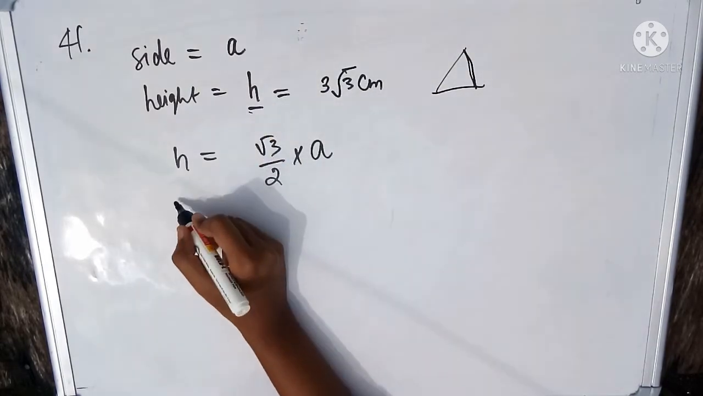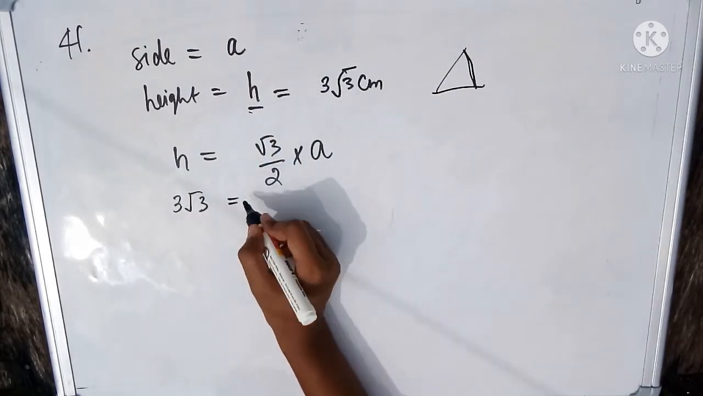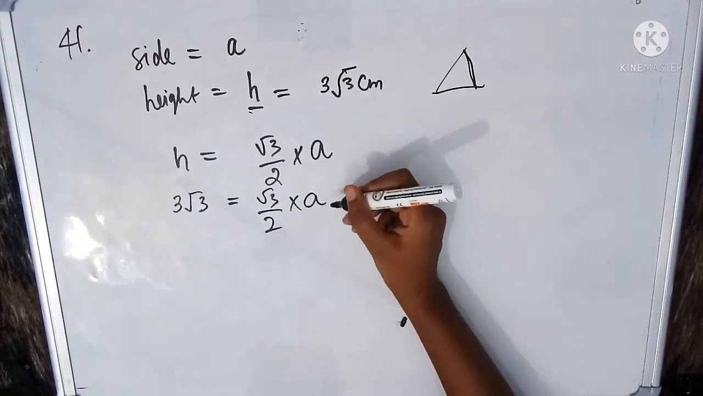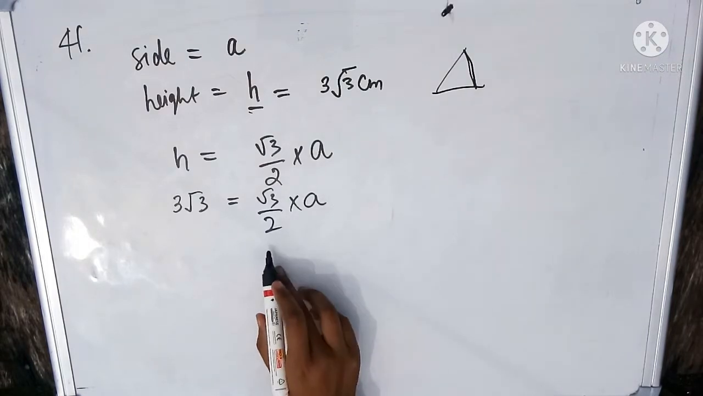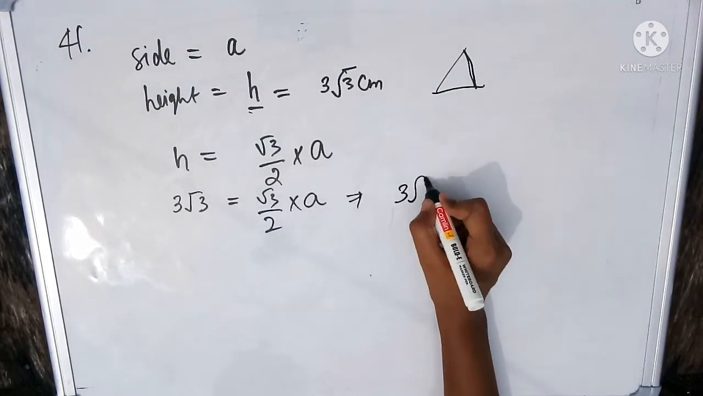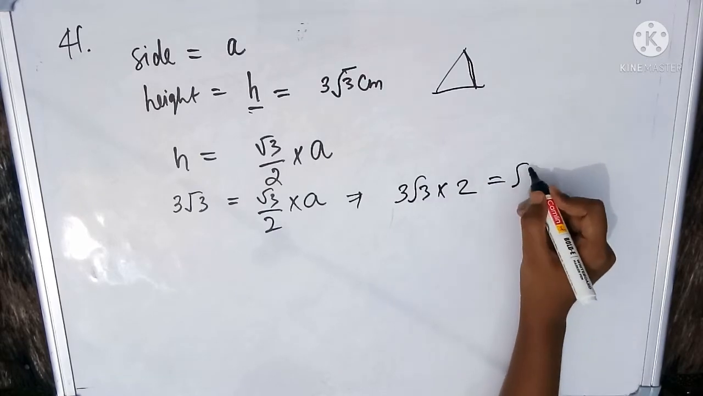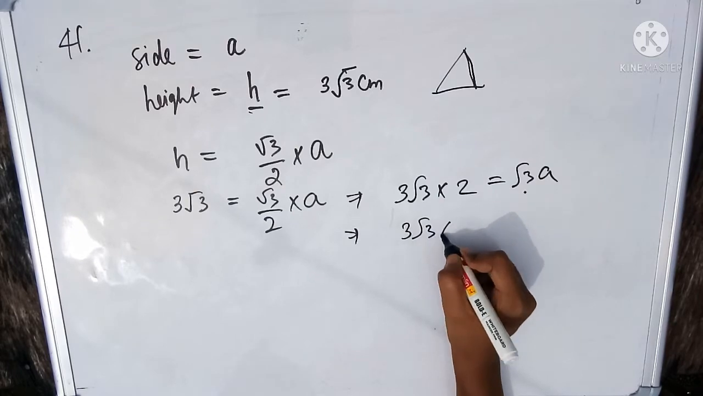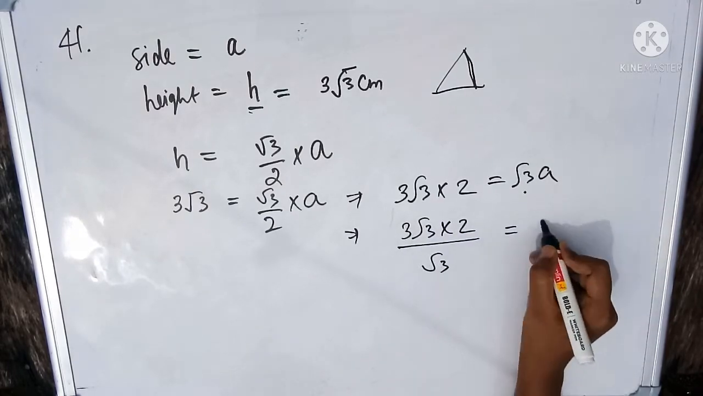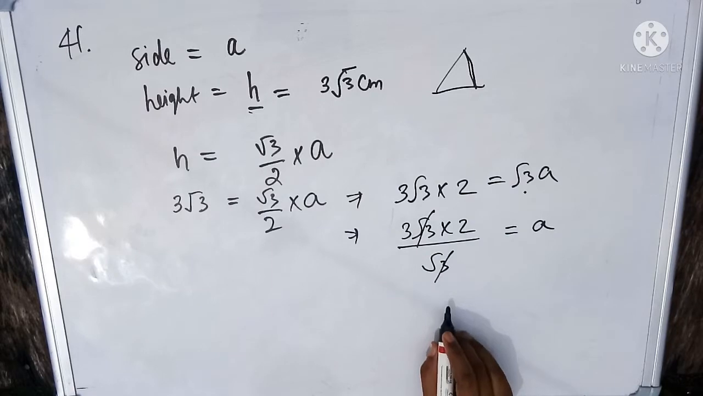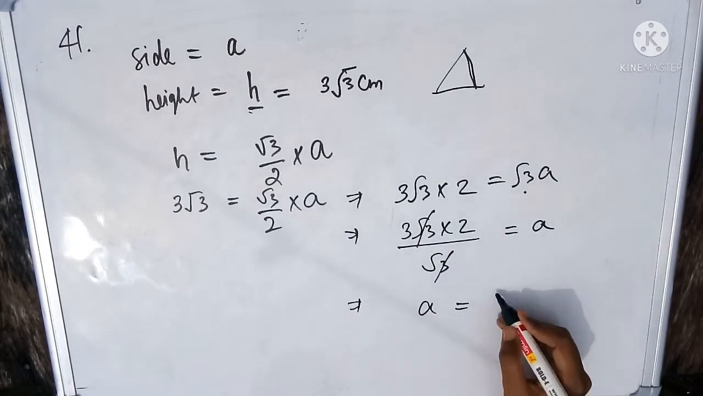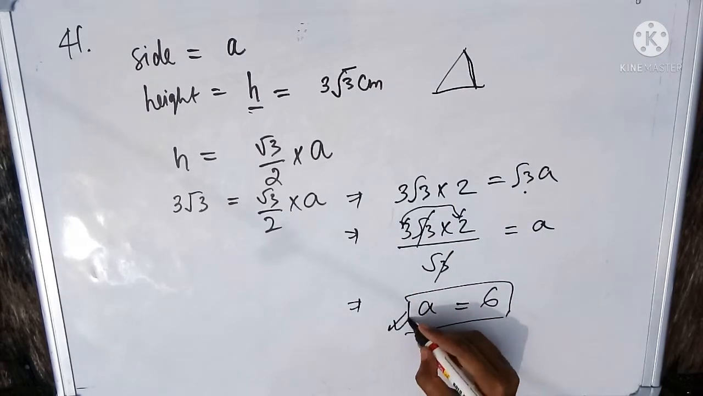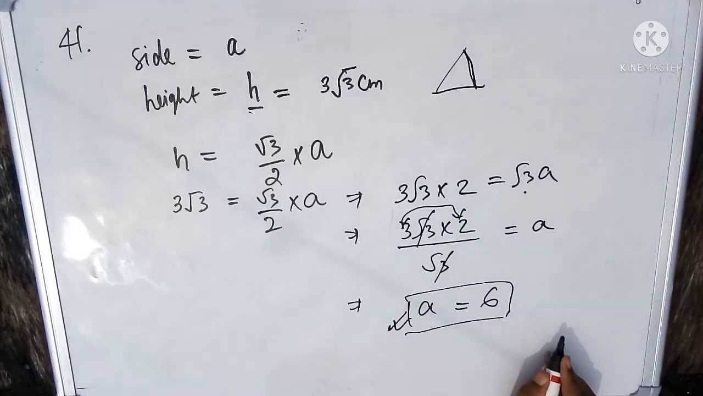So by putting in this h value, we can write 3 root 3 is equal to root 3 divided by 2 multiplied by A. To find the value of A, we need to make it the subject. So for that, we have 3 root 3 multiplied by 2 is equal to root 3 A. In the next step, we will transfer this root 3 also, and it will be 3 root 3 multiplied by 2 divided by root 3 is equal to A. Now from here, we can cancel this root 3 out, and we get A is equal to 6, since 3 multiplied by 2 is 6. So we have got the value of A. In the next question, question number 42.